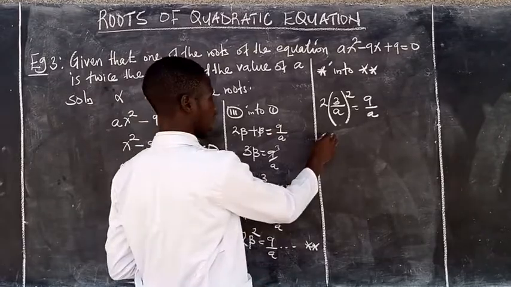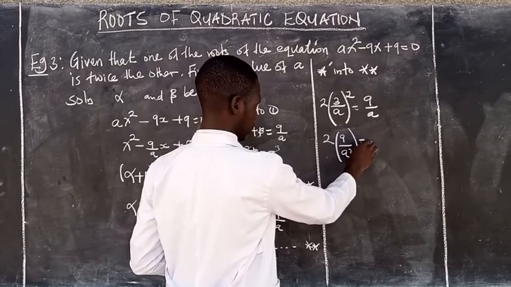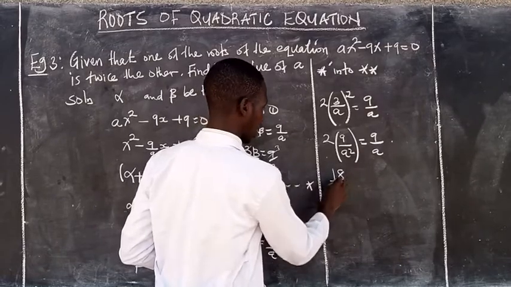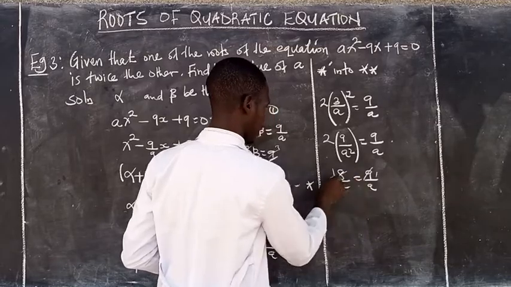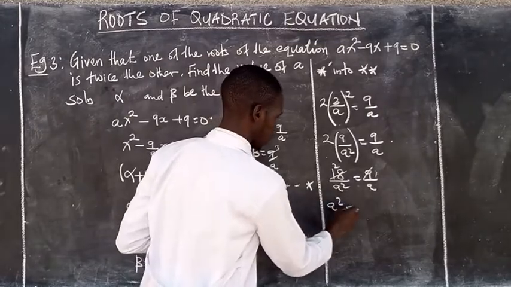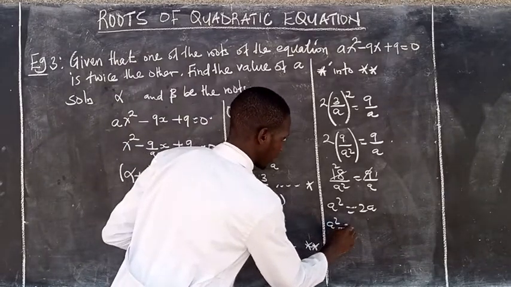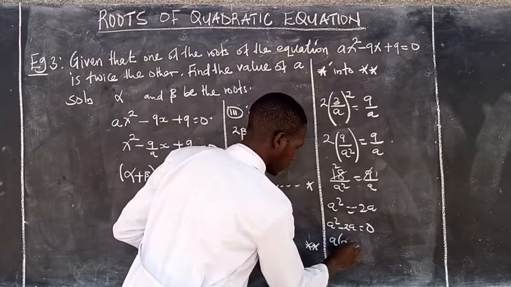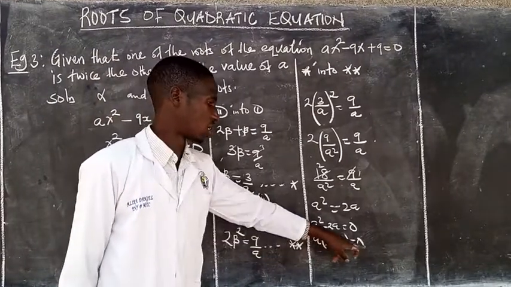When you open the bracket, we shall have 2 into 9 over a squared, close, should be equal to 9 over a. This by that, I get 18 over a squared equals 9 over a. By 9, 1. By 9, 2. So when I cross multiply, a squared should be equal to 2a. When I bring this side, I will have a squared minus 2a equals 0. a into a minus 2 should be equal to 0. So that implies that either this equals 0 or this equals 0.